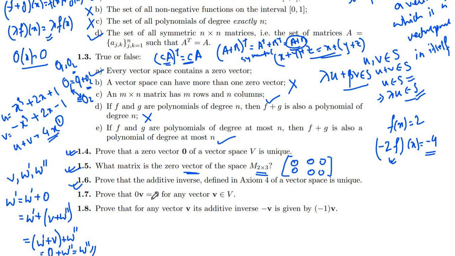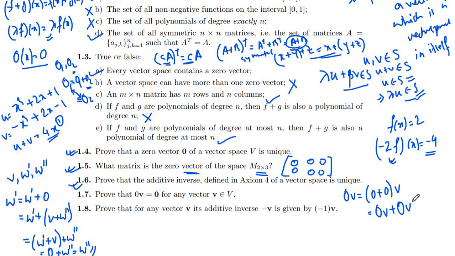Remember, this is not part of those axioms, right? We just got 1 times v equal to v, that's all. Now let's try proving it. What do we know about 0? That 0 is equal to 0 plus 0, right? I can write 0v equal to (0 plus 0)v, right? Now if you distribute the vector over the scalars, we get 0v plus 0v.